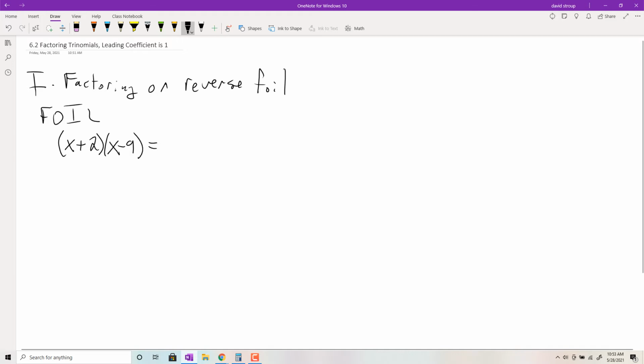So how did that work? It's first, x times x, so x squared. The outer, x times negative 9, minus 9x. The inner, 2 times x. And then the last, 2 times negative 9. And then we combine the like terms in the middle. So we get x squared minus 7x minus 18. What we want to do now is go, of course, in the other direction.